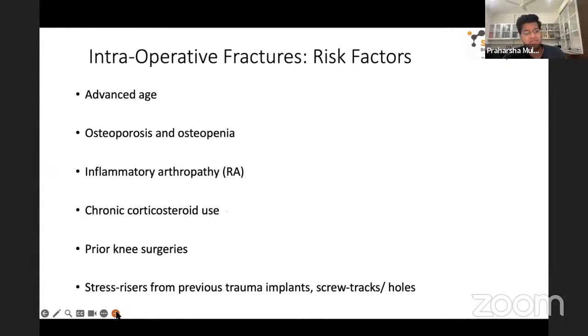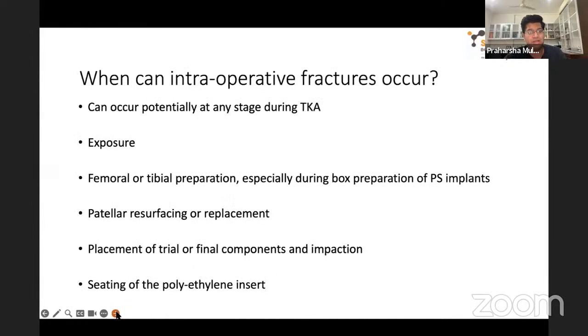So whenever you're doing surgery where you're taking out some implants, please take the precaution to do it in a very focused and slow manner, and do not use excessive force, because it can immediately fracture the bone. So it can occur potentially at any stage, but when can it happen? Exposure is relatively uncommon, probably something like what we've discussed, where you can have a medial avulsion fracture of the epicondyle, but that doesn't purely fall under intraoperative fractures. The most common time is when you're doing femoral or tibial preparation. So don't take your heavy 750 gram mallet and just keep whacking at the implants, especially when you're hitting your tibia down. Use gentle force.